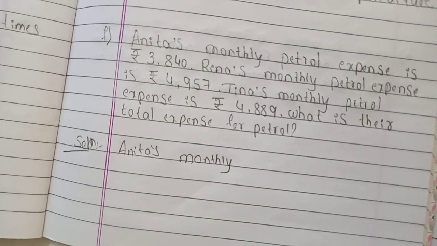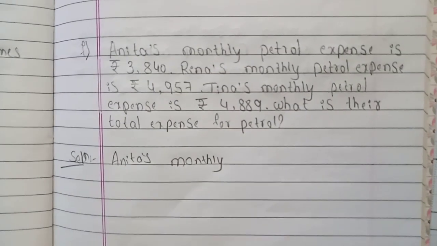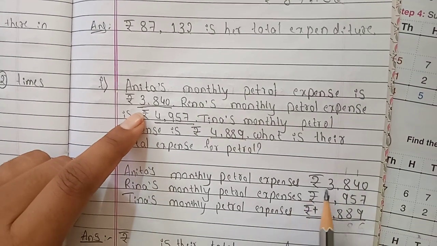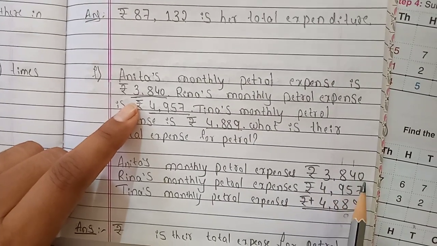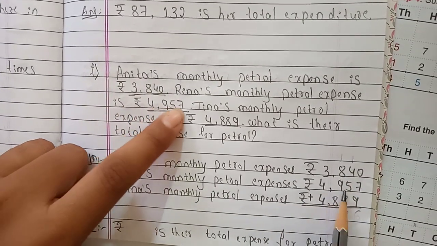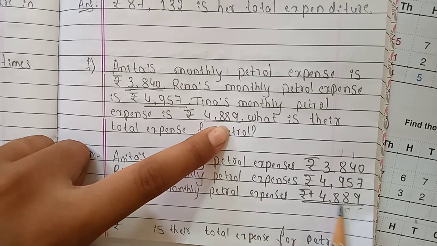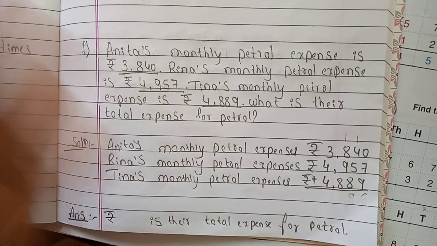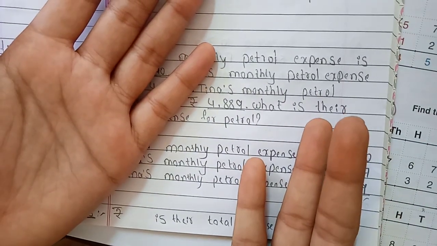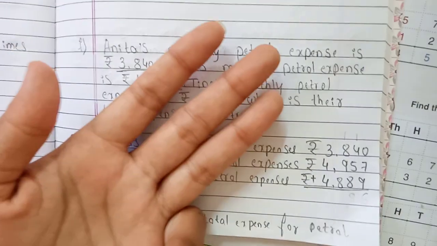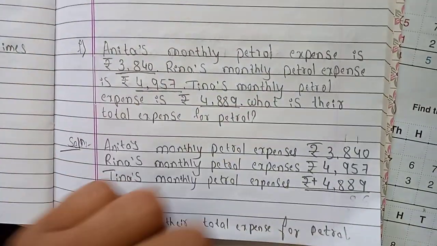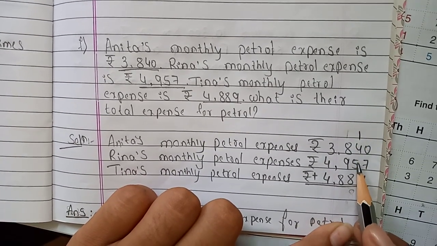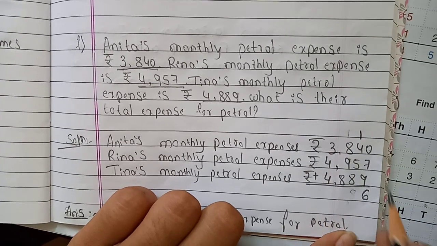First I will arrange the numbers in a column. What you have to do, children? You see, children, I already arranged the numbers from the question. Anita's monthly petrol expenses 3,840, Reena's 4,957 and Tina's 4,889. Now we will add these numbers. 0 plus 7 is 7 itself. 7 plus 9, after 7: 8, 9, 10, 11, 12, 13, 14, 15, 16. 6, carry 1. 4 plus 1, 5. 5 plus 5, 10. 10 plus 8, 18.